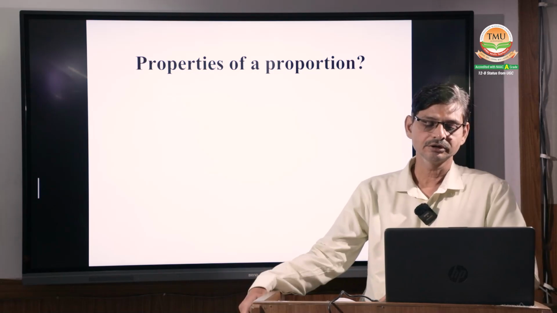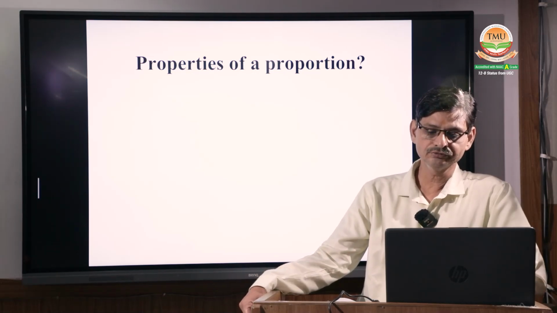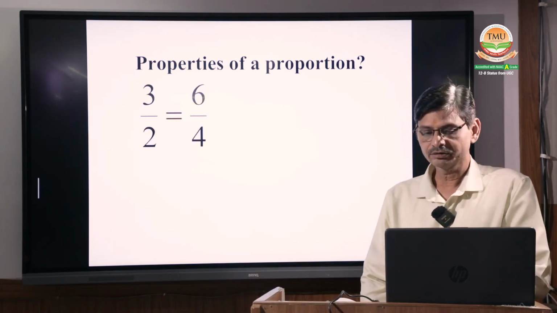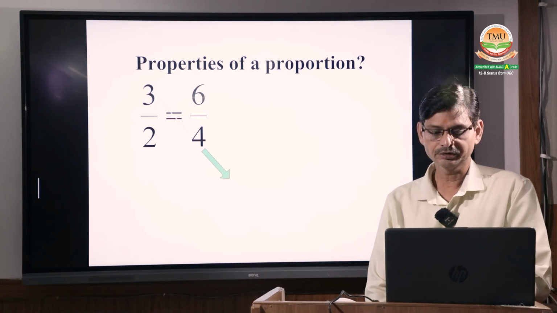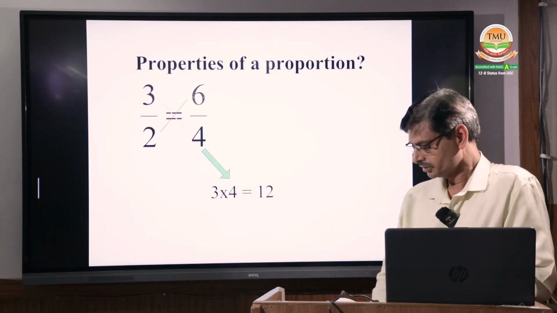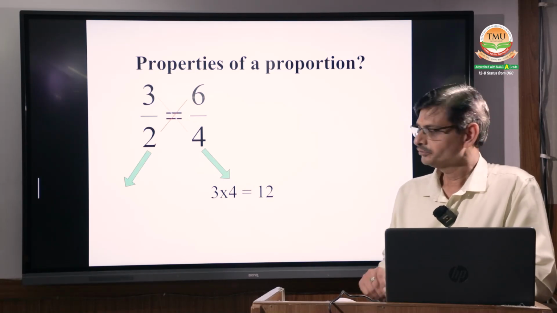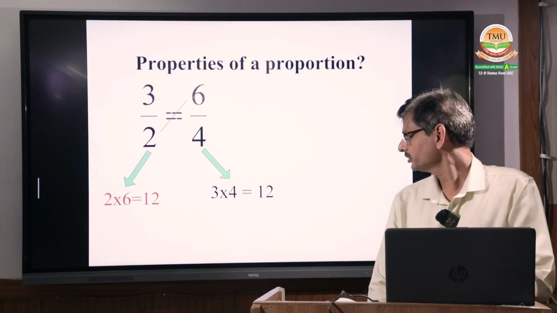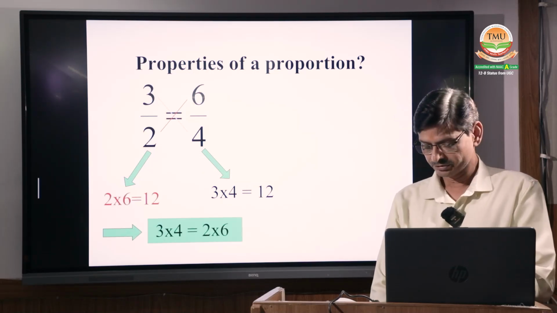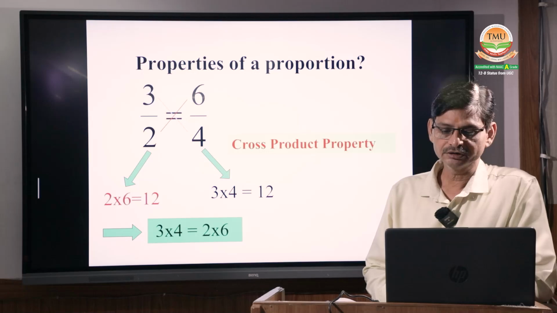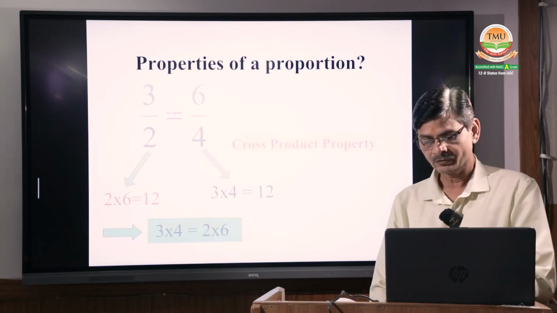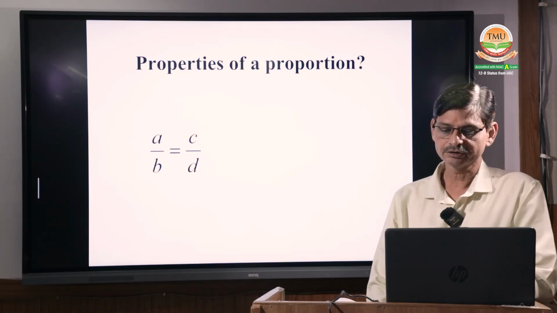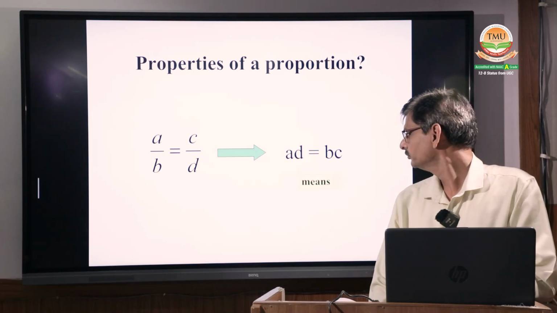Properties of a proportion: 3 upon 2 is equal to 6 upon 4, and we first cross multiply, that is 2 into 6, which is 12, and 3 into 4, which is 12. So 3 into 4 is equal to 2 into 6. Another property of a proportion is the cross product property: A upon B is equal to C upon D, which gives AD is equal to BC, meaning the extreme values.